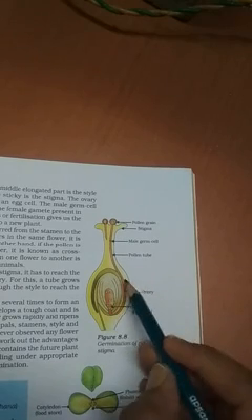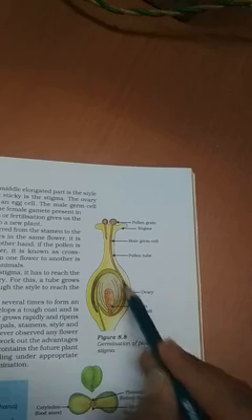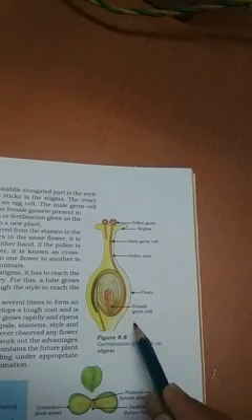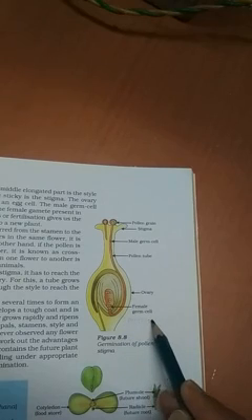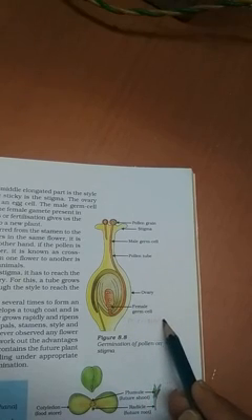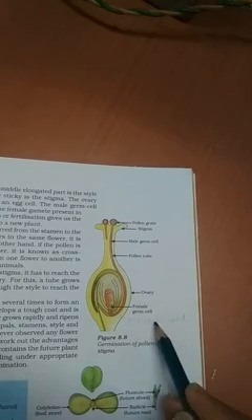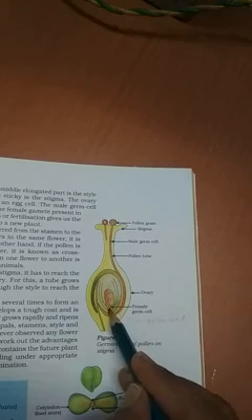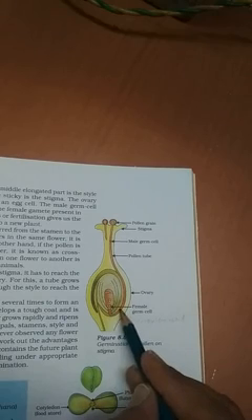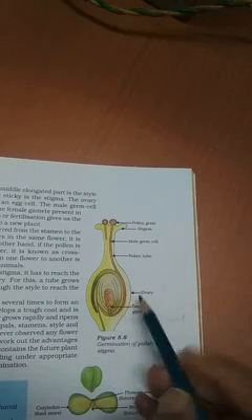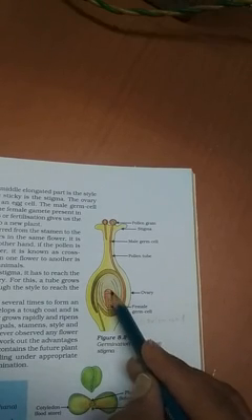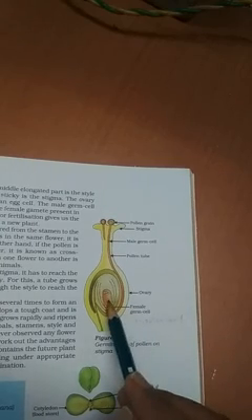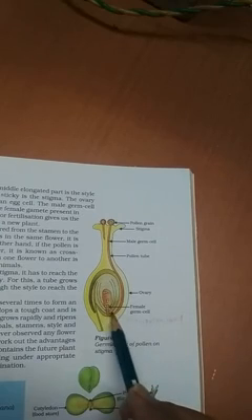Ovule has two parts. This one is the micropylar end. From the micropylar end, the tube enters the ovule, and this one is the germ cell.